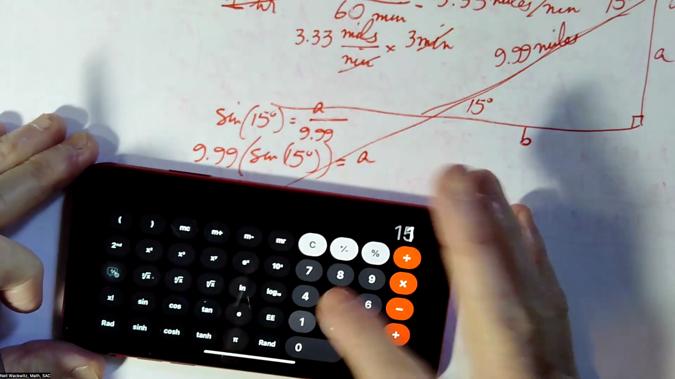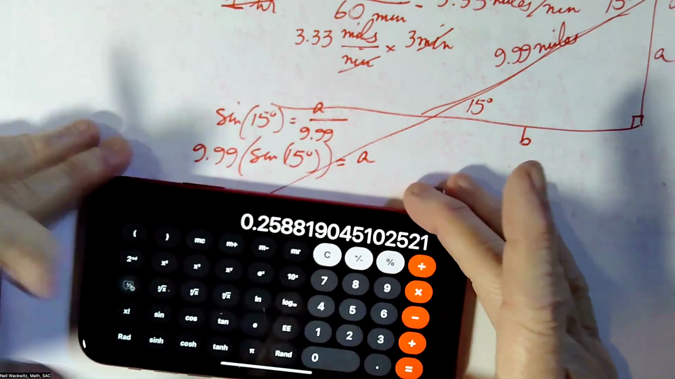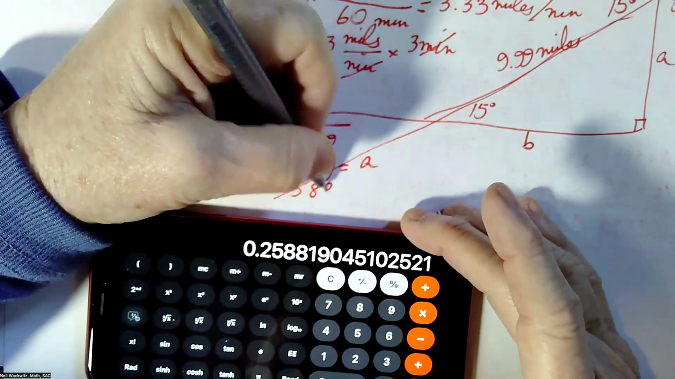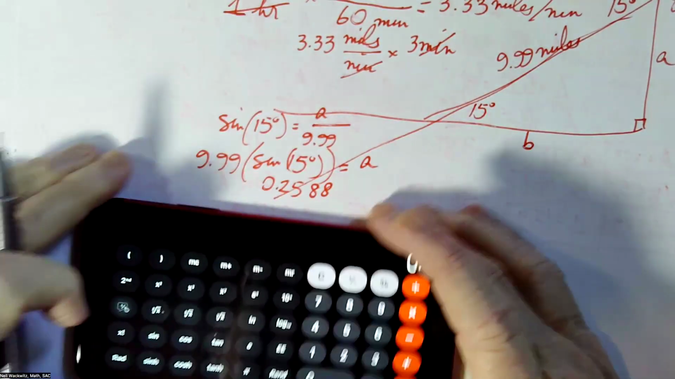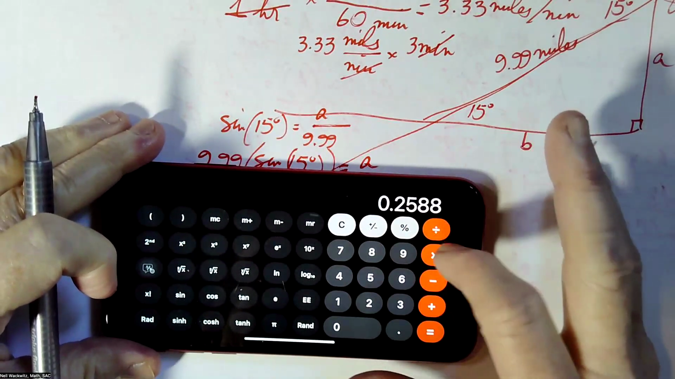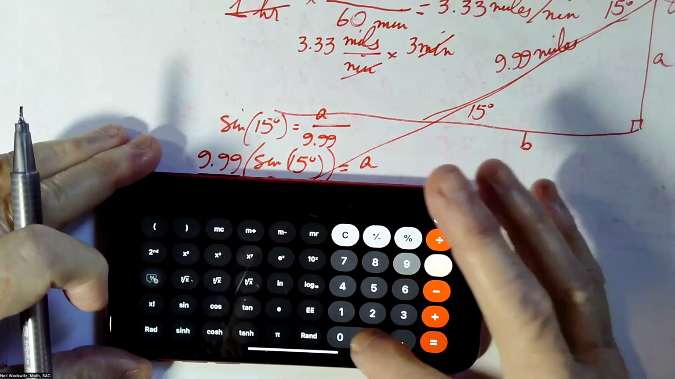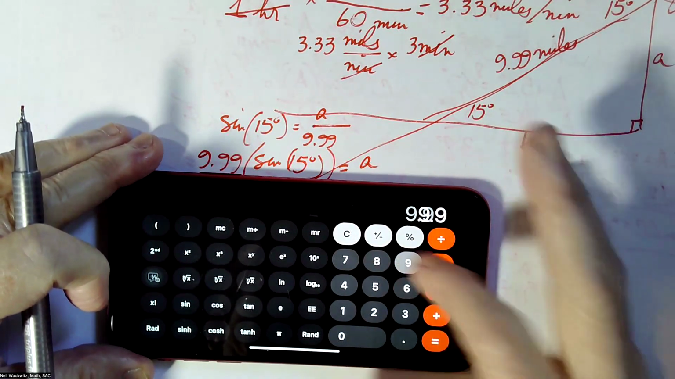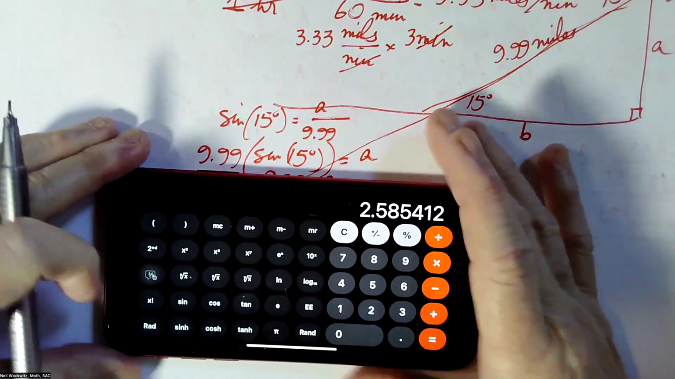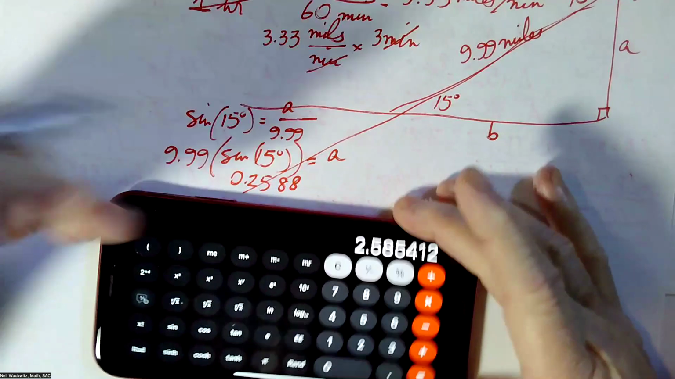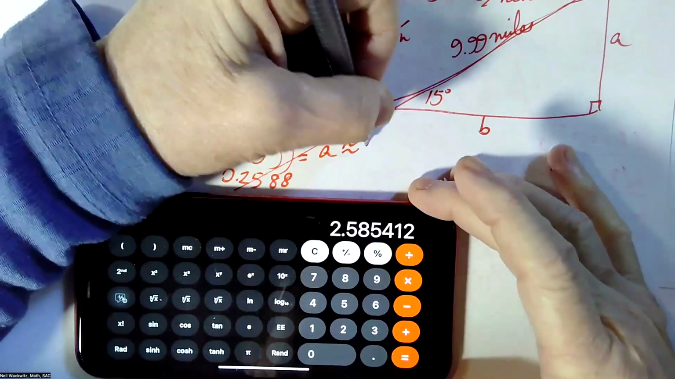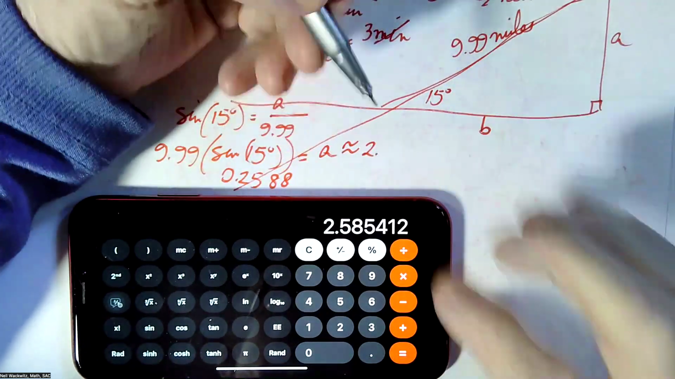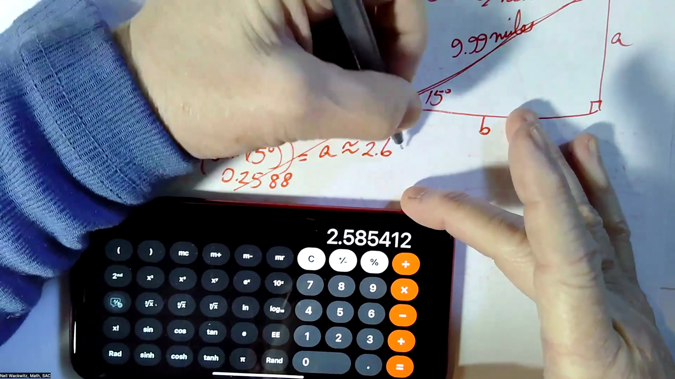So we've got sine of 15 is 0.2588. 0.2588 times 9.99. So we get that the vertical distance is approximately 2.6. They said to round to the nearest tenth of a mile, so I'm going to say 2.6 miles.